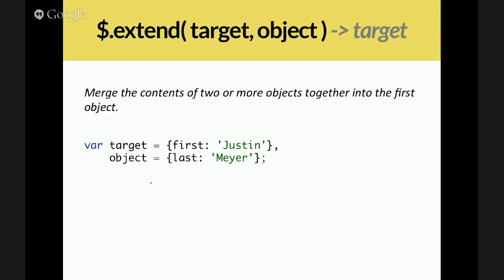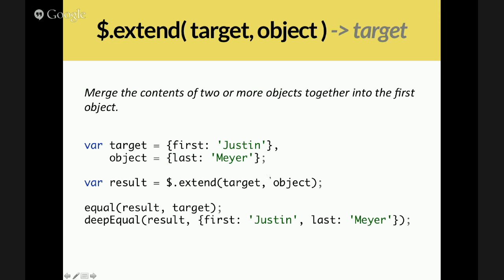So the first one we're going to build is jQuery's extend function. This is just like Object.assign if you're using ES5 or ES6. What this does is it takes a target object and a source object. It copies all of the properties from the second argument, this object argument, into the target object.